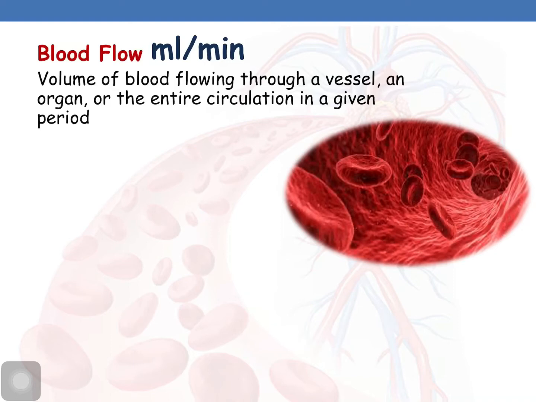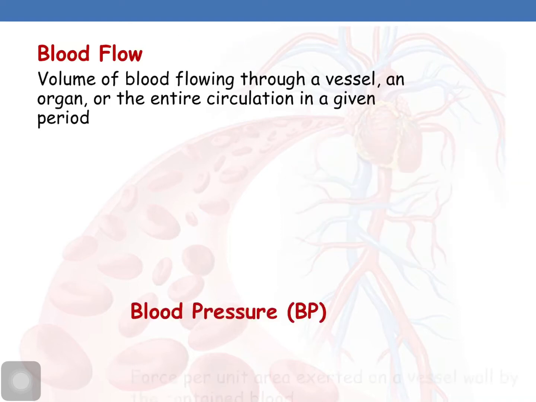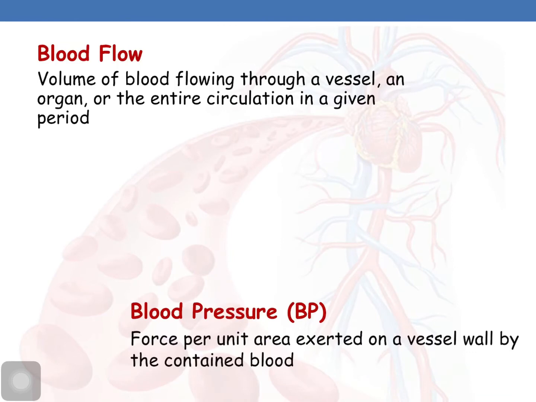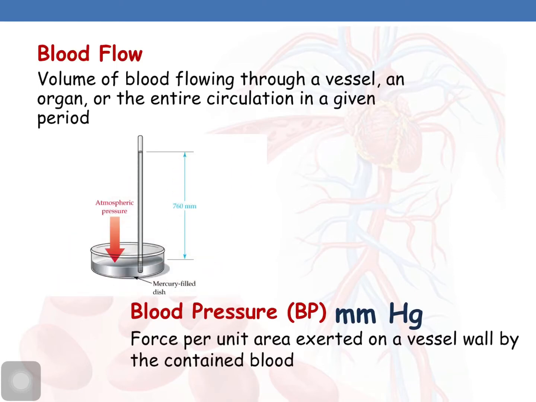Blood pressure, on the other hand, is the force per unit area exerted on a vessel wall by the contained blood, and it is expressed in millimeters of mercury. So, for example, a blood pressure of 120 mm Hg is equivalent to the pressure exerted by a column of mercury 120 mm high. Unless stated otherwise, the term blood pressure means systemic arterial blood pressure in the largest arteries near the heart.